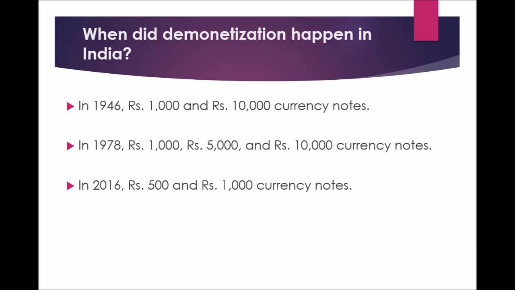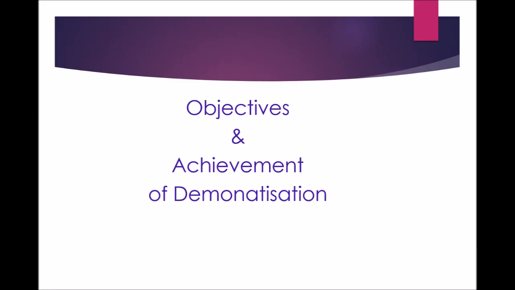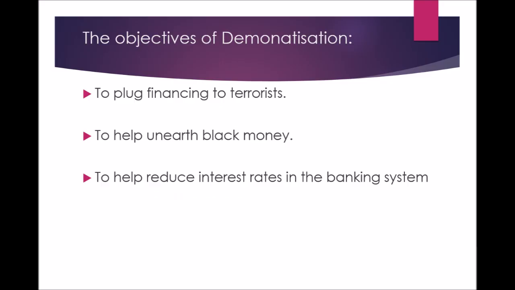So students, as I always say, every happening has a purpose. Government also had some purpose to demonetize 500 and 1000 notes in 2016. So there were certain objectives. So let us have a look at those objectives. Very first, to plug financing to terrorists. Means the funding earlier which was going for terrorism activities, to stop them.